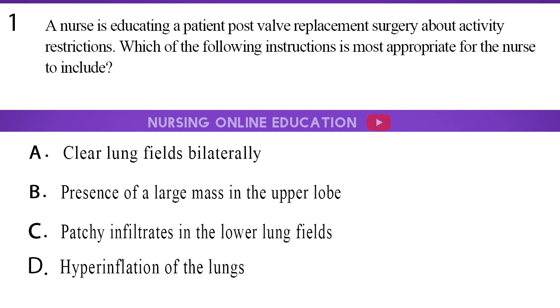1. A nurse is reviewing a chest X-ray of a patient who has been diagnosed with pneumonia. Which of the following findings would be most consistent with this diagnosis? A. Clear lung fields bilaterally. B. Presence of a large mass in the upper lobe. C. Patchy infiltrates in the lower lung fields. D. Hyperinflation of the lungs.